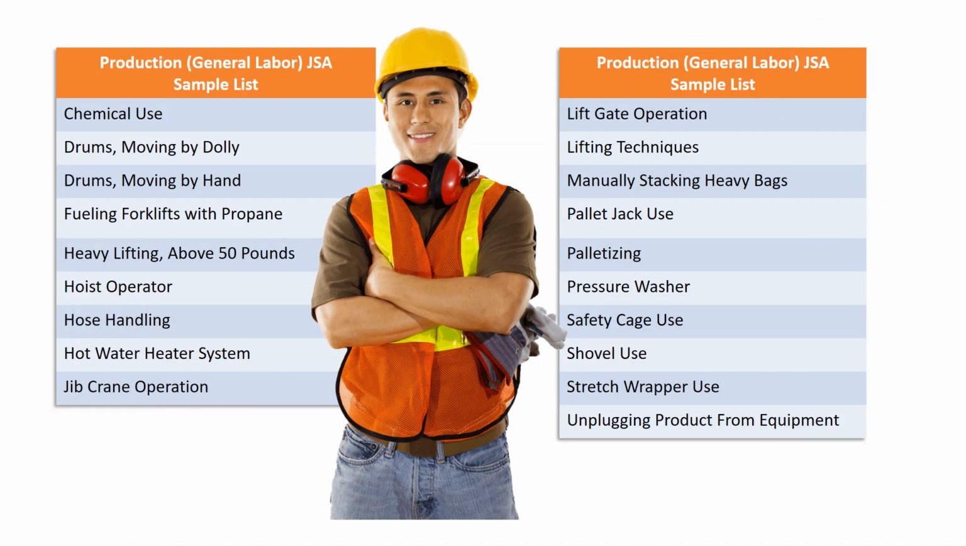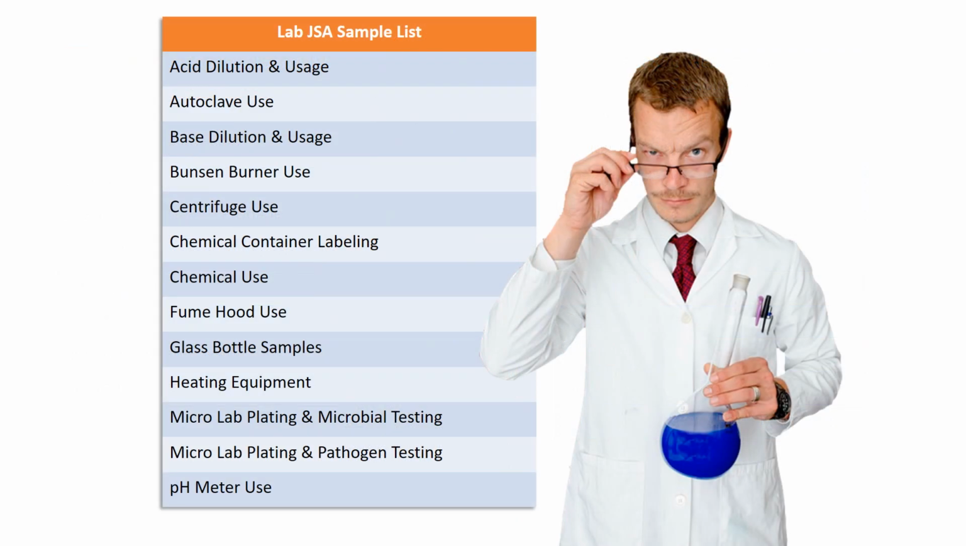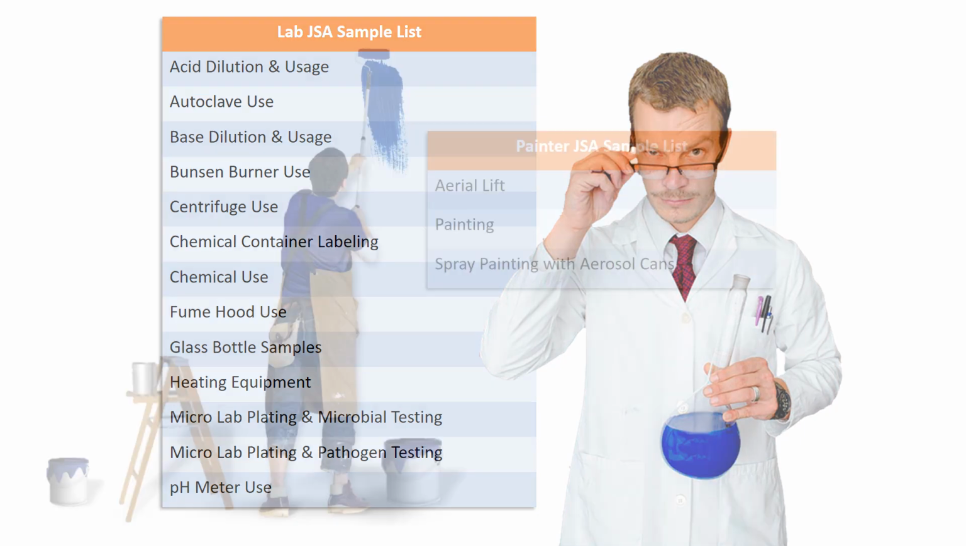And this is the basic list for general production workers. Again, each facility has a variety of specific equipment and operations that should be taken into consideration when creating your JSA training list. Here's a generic list to accompany lab worker training. Based on your operations, you should again create a JSA for each specific task or hazardous material that your employees deal with in the course of performing their jobs.